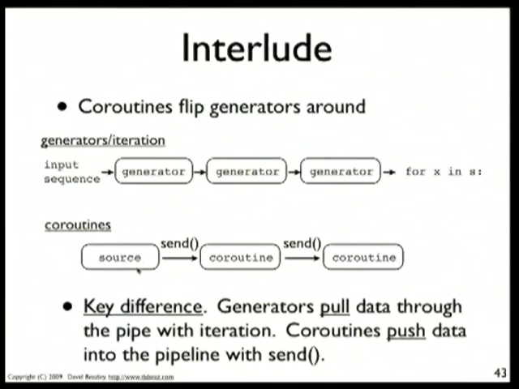With coroutines, the source is where the control is. You've got some piece of code that's pushing data into the processing pipeline, and this is where your program is running. So you can do similar sorts of things, but you've changed where in your code the actual execution is being driven.